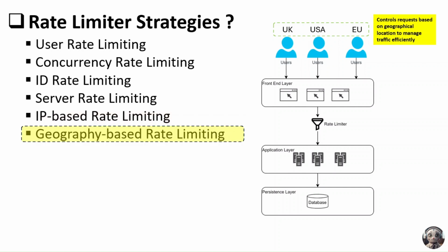Finally, we have geography-based rate limiting. This is where we control traffic based on the user's location. Let's say you're running a special sale in one country and expecting a surge in traffic from there. You can prioritize those users over others, ensuring that they get faster access during the sale.